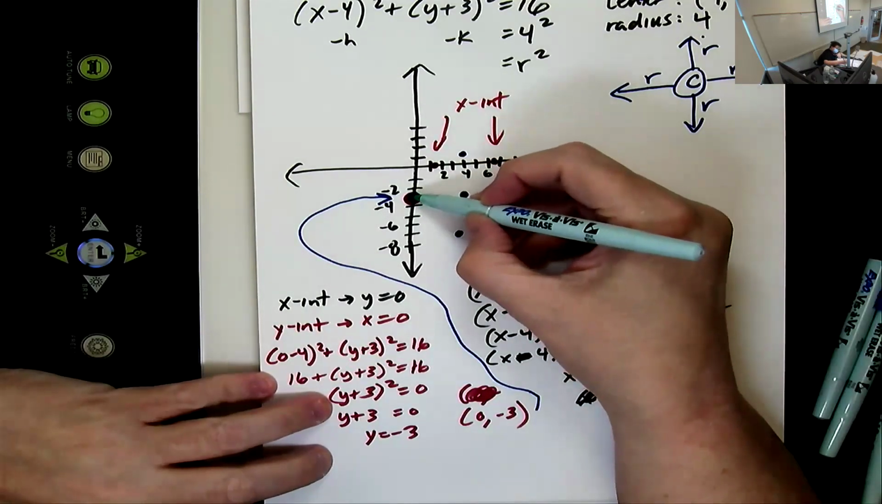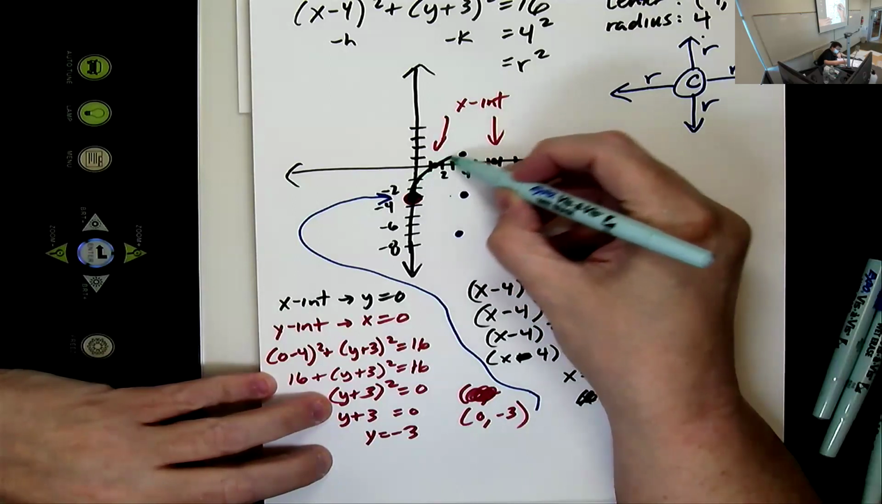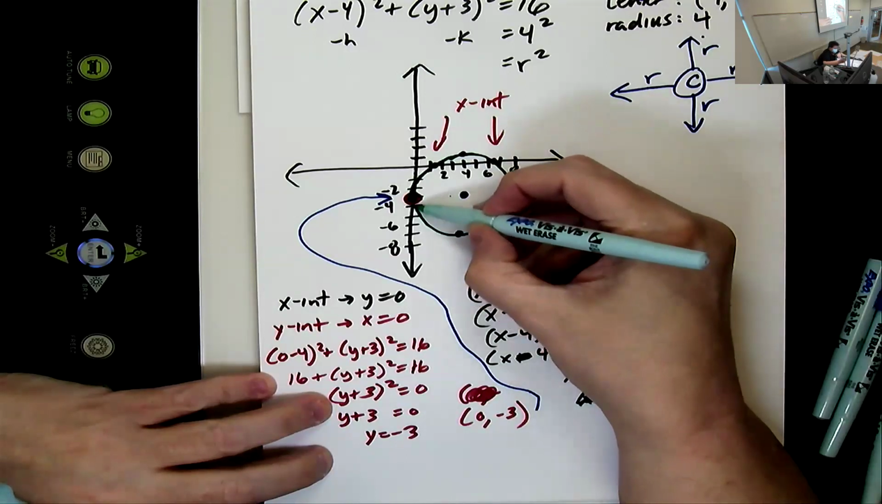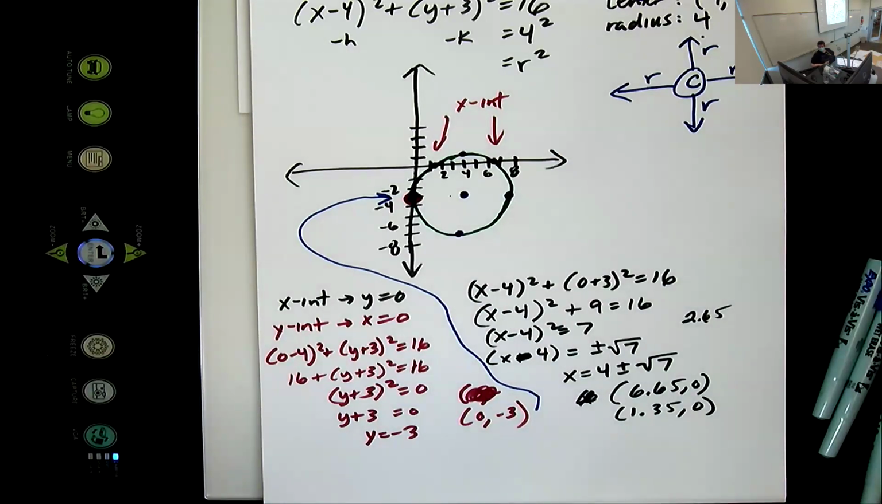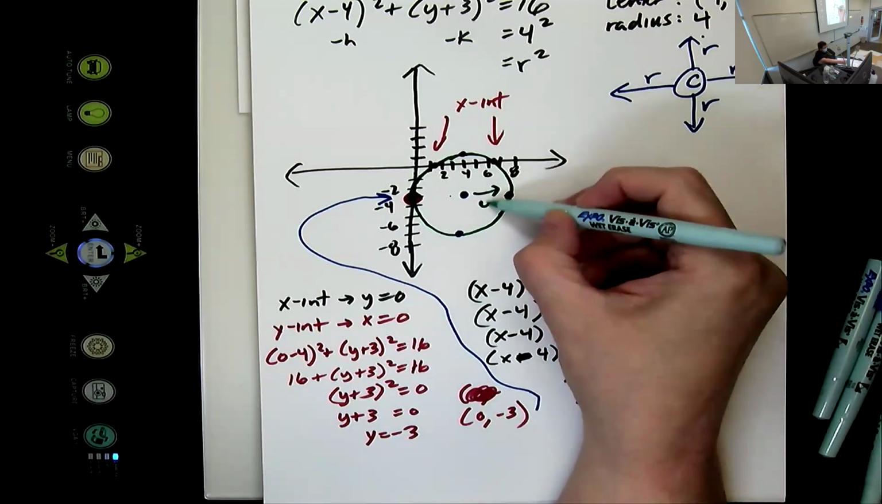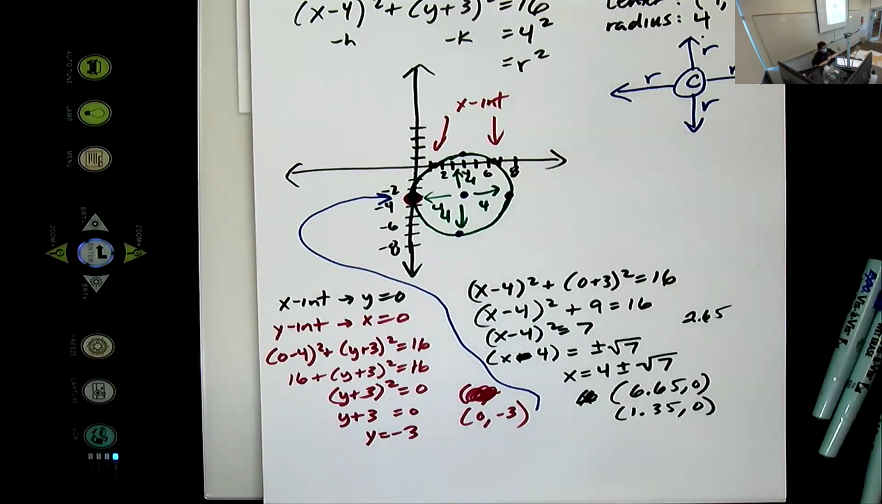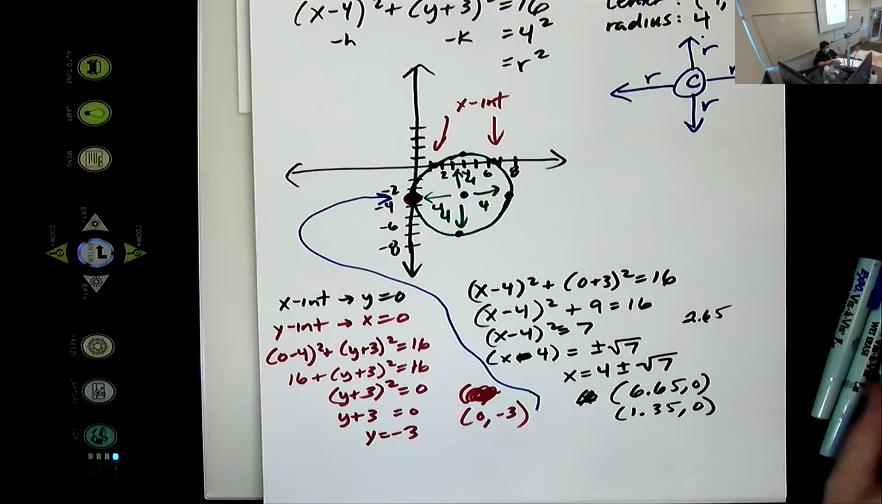Connect the dots. It should look like a circle when you're done, not a diamond. So I went 4 that way, I went 4 that way, I went 4 that way, and I went up 4. It's okay if it's a little lopsided when you do it on the test.